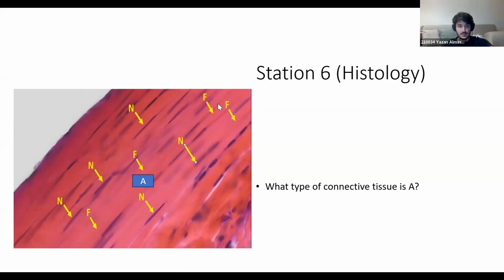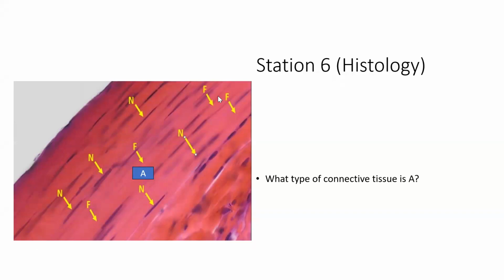Just let me check something. So you guys are mentioning irregular. Since you brought it up, where do you find dense irregular connective tissue? Tendon. Irregular, not regular. Skin. Yes.